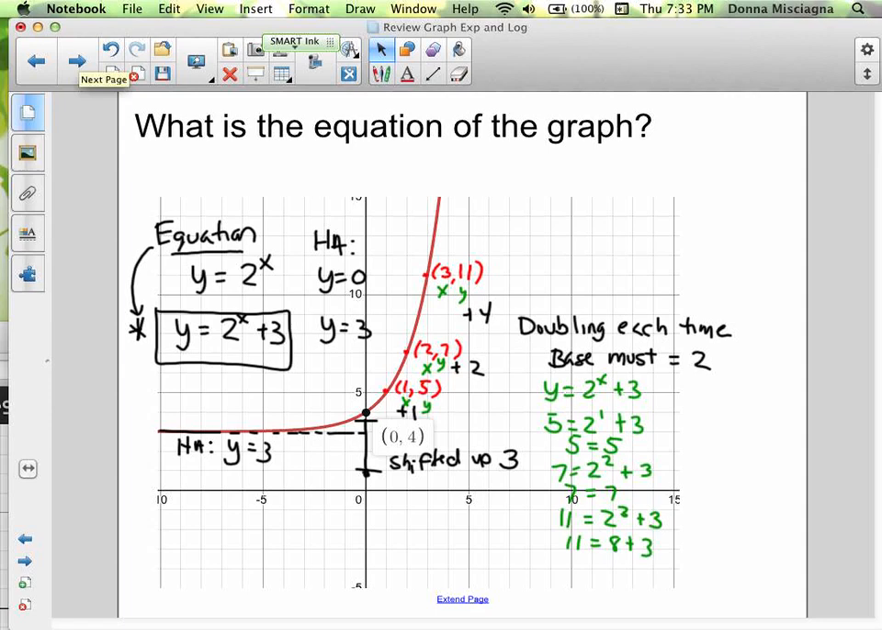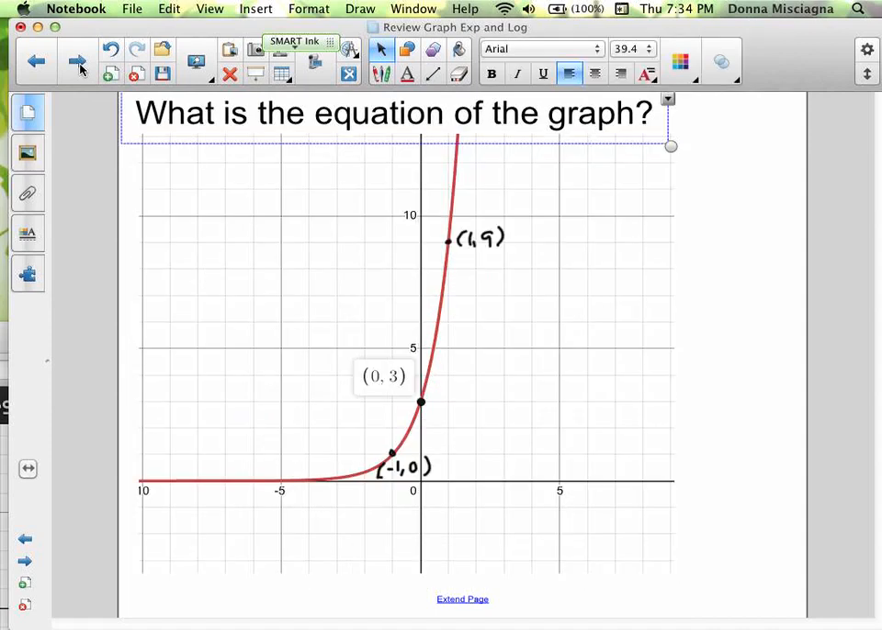So look for things like your graph leveling off. That's a horizontal asymptote. Look for your y-intercept. If it's not 0, 1, you've been shifted. If your graph is leveling off above the x-axis and you don't go through 0, 1, then you've been shifted vertically. If your graph is still leveling off at y equals 0, but you're not going through 0, 1, then perhaps you're shifted horizontally. We might see what that looks like.